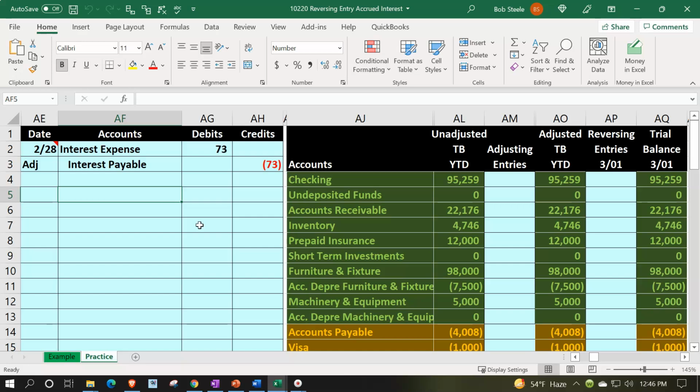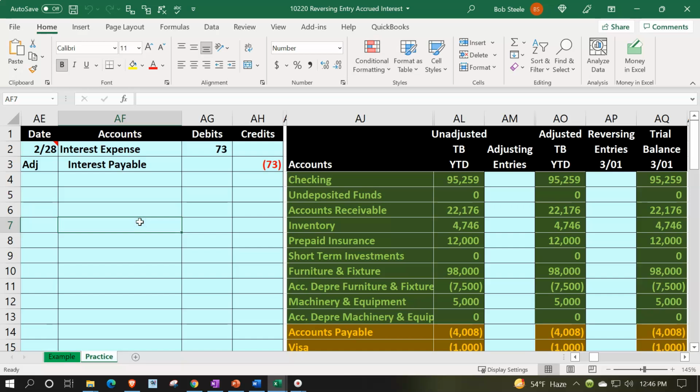If you have access to it, there's two tabs down below, an example tab and a practice tab. The practice tab starts out where we left off last time, the example tab in essence being an answer key. We're going to be staying here on the practice tab this time. In the prior presentation, we entered a transaction to record the accrued interest or interest payable. Now we're going to be doing a reversing entry.